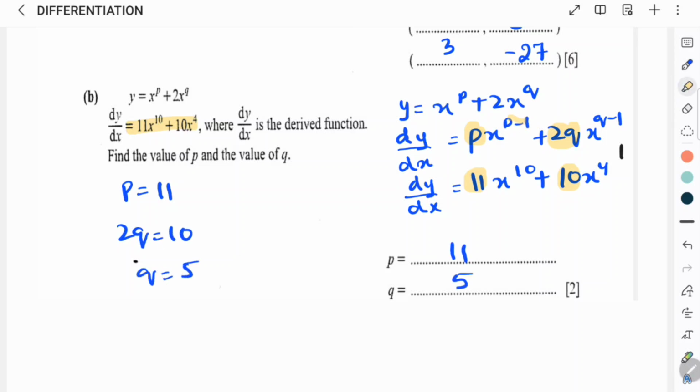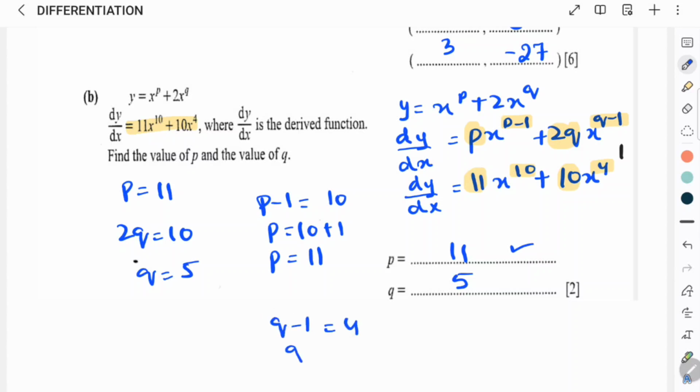And we can also check this one. p minus 1 is equal to 10 and q minus 1 is equal to 4. So p minus 1 is equal to 10, so again p is equal to 10 plus 1, which is 11, and that's correct. And then q minus 1 is equal to 4, and q is equal to 4 plus 1, which is equal to 5. All right, so go to the next question now.